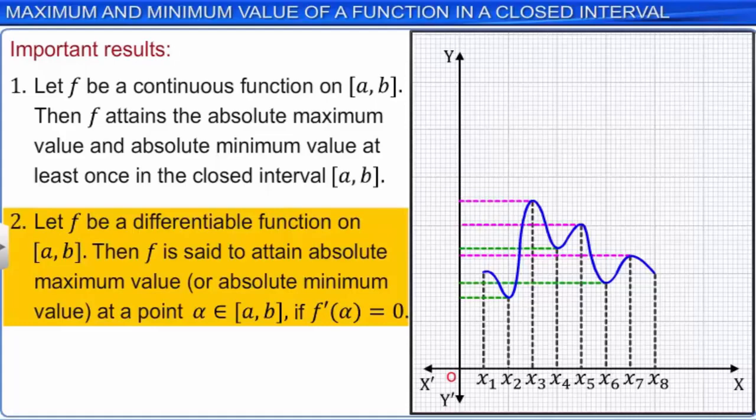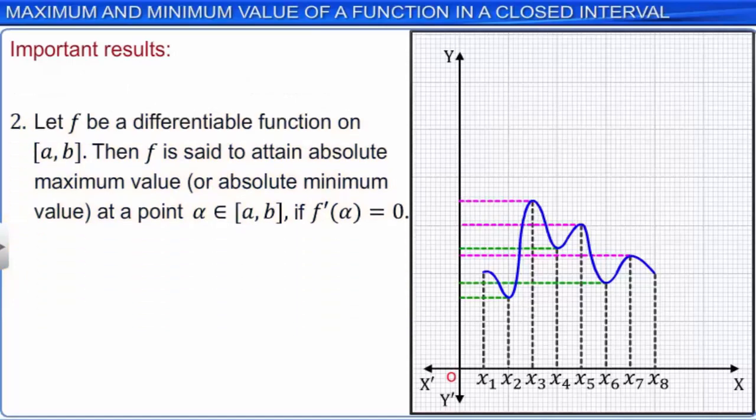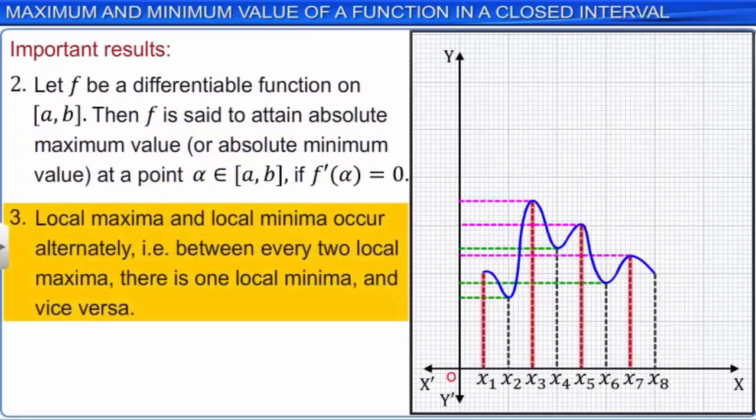Local maxima and local minima of a function occur alternately, which means that between every two local maxima there is one local minimum and vice versa. Local minima at some points may be greater than local maxima at some other points.